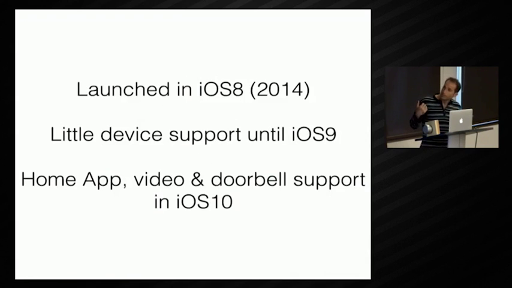A little bit about the history. HomeKit launched with iOS 8 in 2014. There weren't a lot of devices out there. There weren't a lot that supported it until iOS 9 because of some of the Apple encryption requirements and just delays getting to market. In iOS 9, they changed the user model.